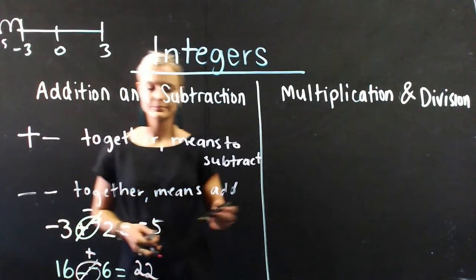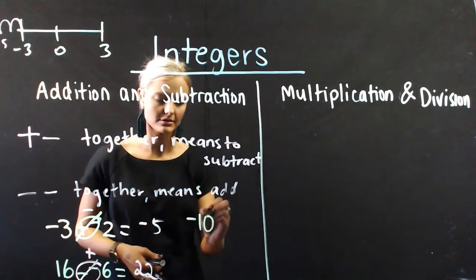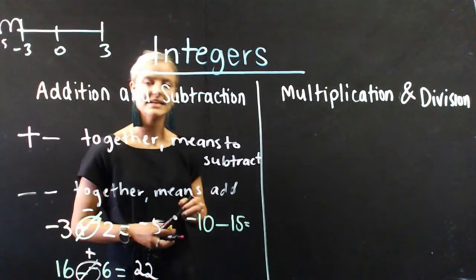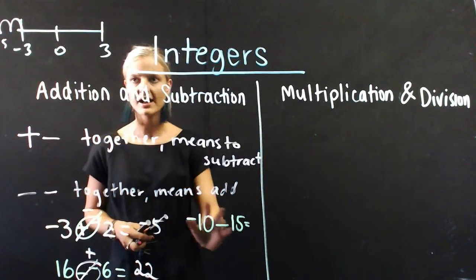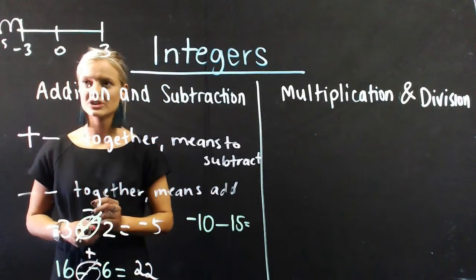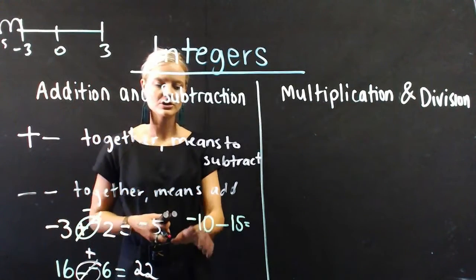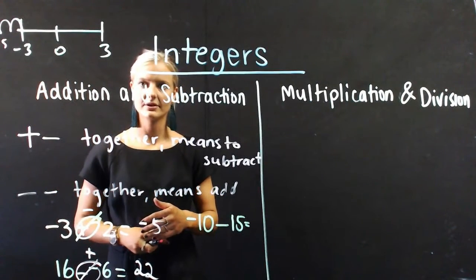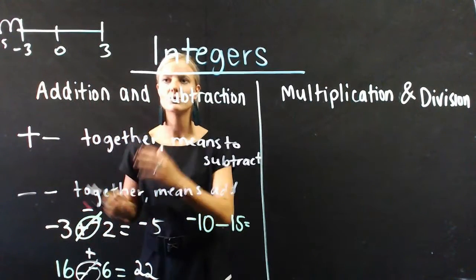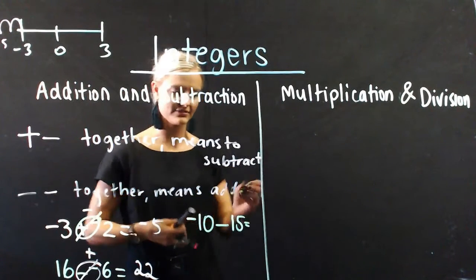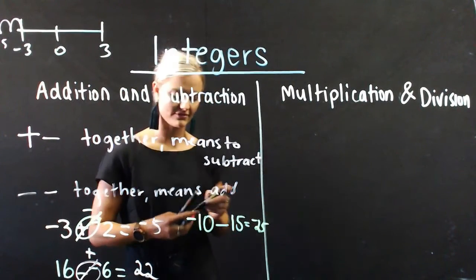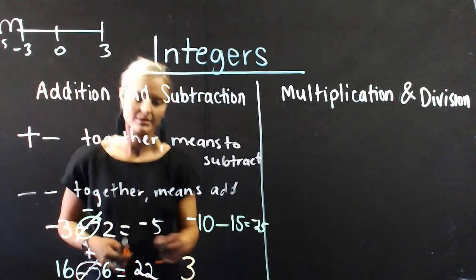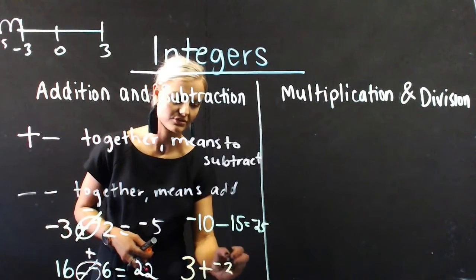Let's look at a third example. We've got -10 take away 15. We don't have any two values, negative and positive, right next to each other, so there's nothing that needs changing. But we'll notice we're at -10, 10 below 0, and we're taking away 15. Okay, so we're going lower again. 15 smaller than -10 is -25.